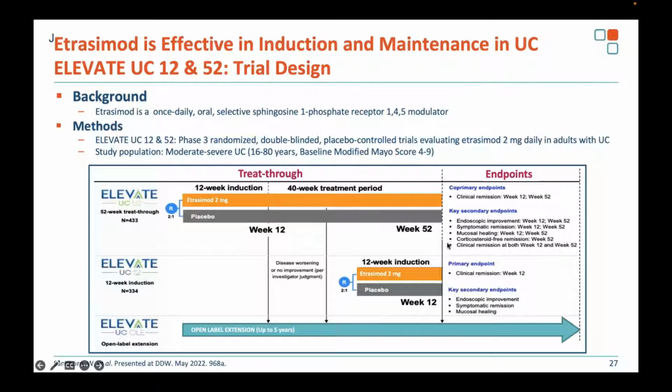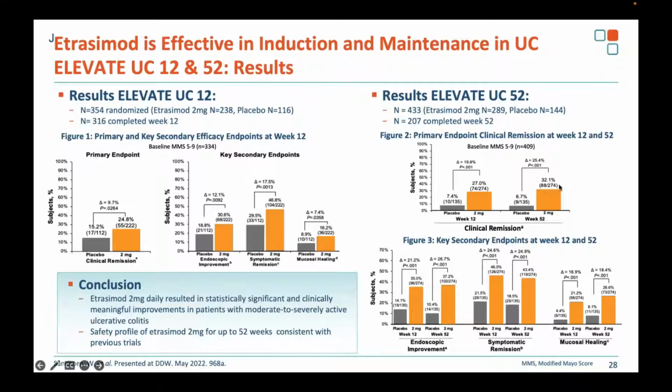And the second is the second induction trial, mandated by the FDA to have 2 induction trials, or certainly a large number of people in induction trials. And importantly, this started recruiting patients well after the initiation of the treat-through induction maintenance trial, and that has relevance. So if we look first of all on the right-hand side here, this is the treat-through induction and maintenance.